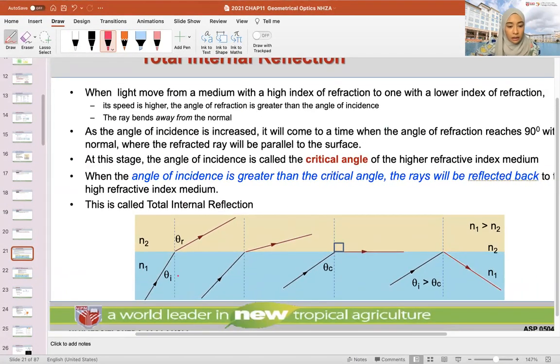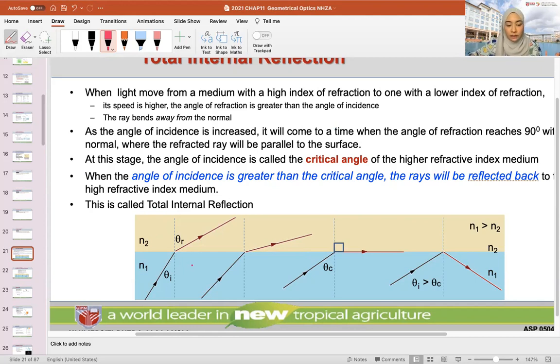Okay, so we have two types of medium here. The first medium is N1, the second medium is N2. Remember, when we have two types of medium, the light will either move slower or it will move faster. We talked about this. For N that is greater, you know that it is higher in density. Therefore, the light will go slower in a medium that has a higher N. And if the N is lower, then the speed of light will be faster. So this is what we talked about.